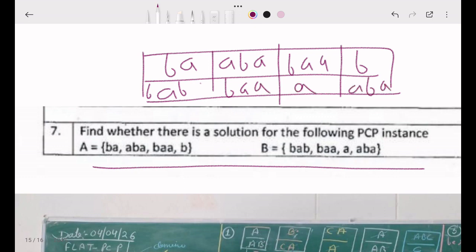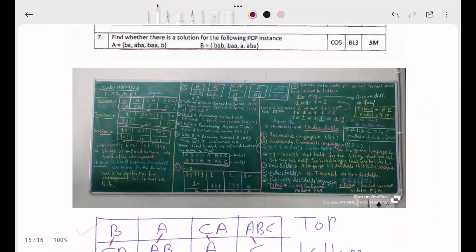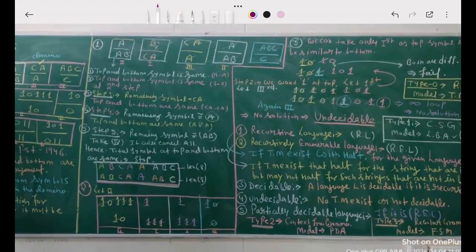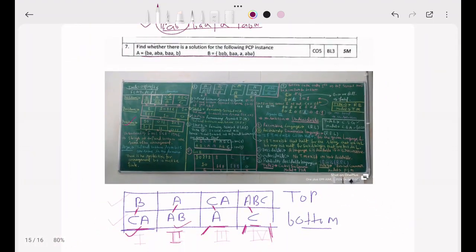Now check the top and bottom of the symbols, where they are the same. This is not eligible. This is not eligible. This is not eligible. Only one is eligible. So you take this one and after that check one by one. Similarly, you can solve all the questions. I think you understand. So we solved all such types of problems during our class presentation.